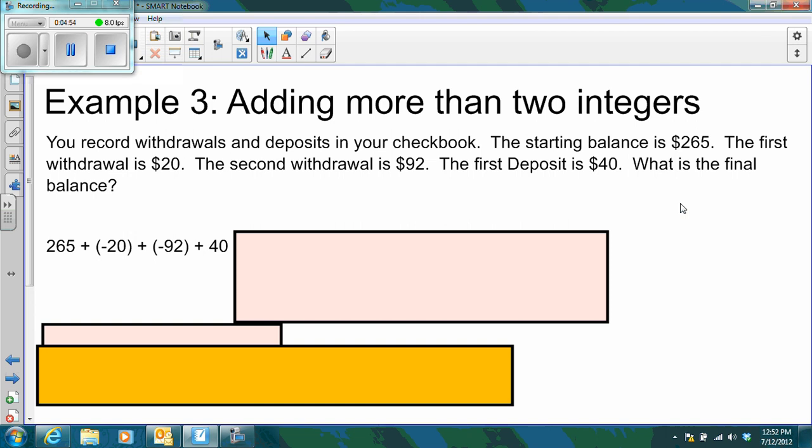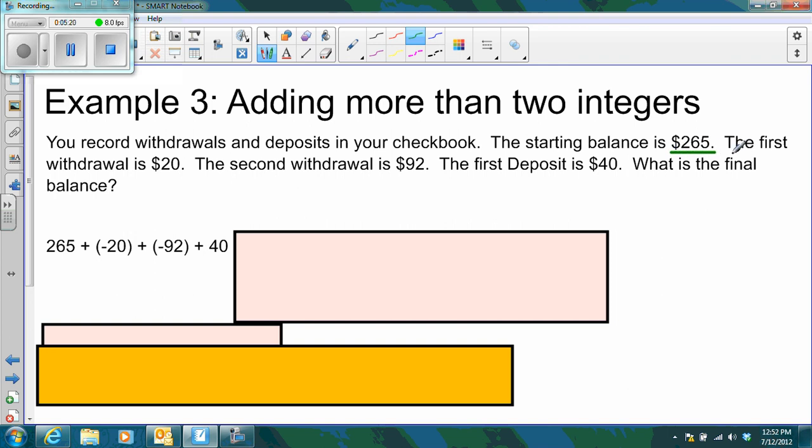Example 3. What happens if we have a problem where we have to add more than 2 integers? So for example, in this problem, you record withdrawals and deposits in your checkbook. The starting balance is $265. Actually, I'm going to do it this way. Sorry about that. Let's do anything that's positive in green, we'll underline.